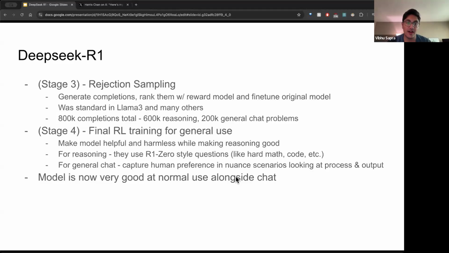Stage four, let's do more RL, throw RL at the problem. So make the model helpful and harmless while making reasoning good. That's kind of the objective here. They do R1-style questions, but they also mix in general chat human preference.